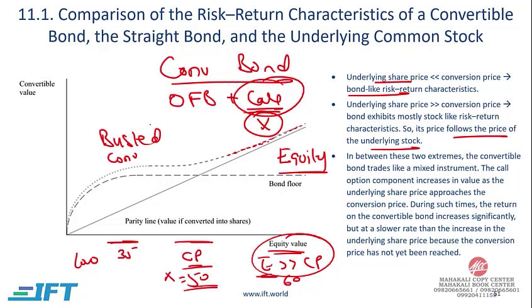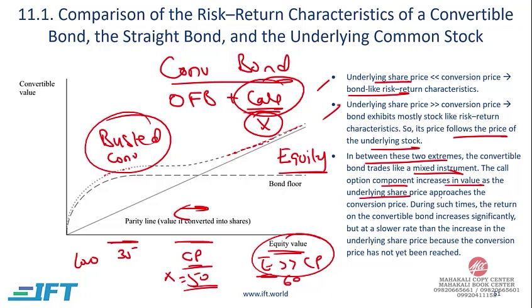And again, if we have a busted convertible, then the price of the convertible bond follows the price of the option-free bond. Now, what about this middle region where the stock price is around the conversion price? So in between these two extremes, the ones I've just talked about, the convertible bond trades like a mixed instrument. The call option component increases in value as the underlying share price approaches the conversion price. So at this stage, the call option value increases because the stock price is approaching the conversion price.